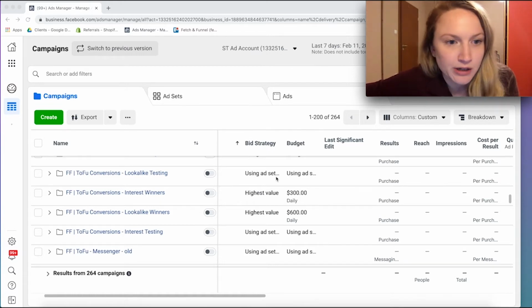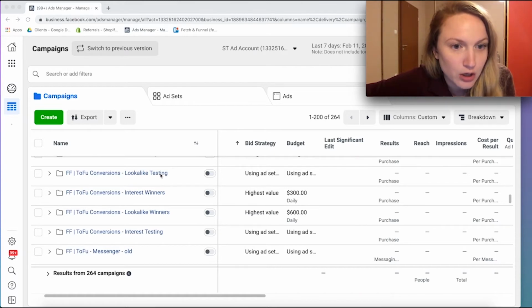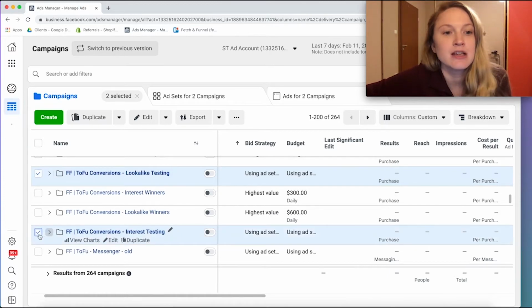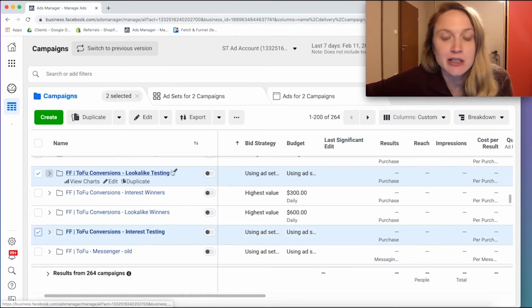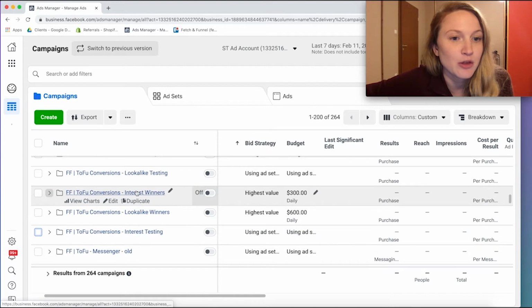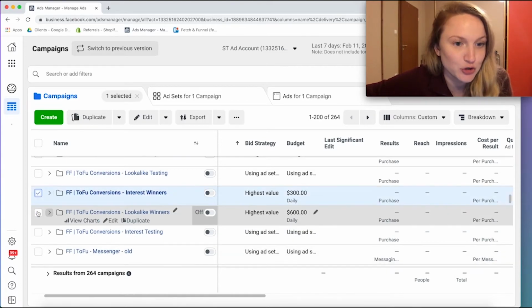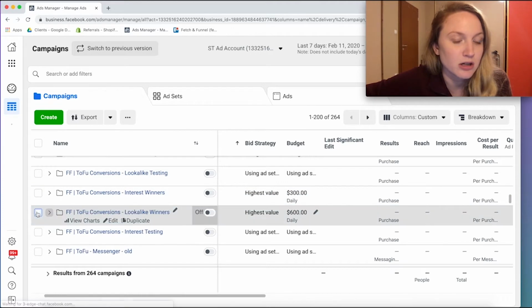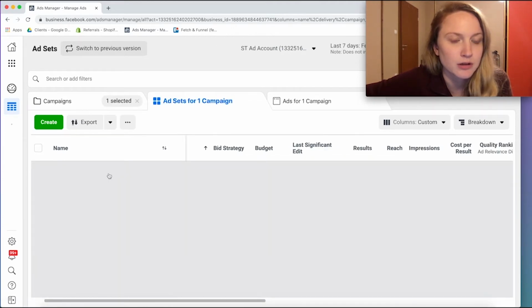Here is an old account I used to work on, and it has a great example of lookalike testing, interest winners, lookalike winners, and interest testing. First, let's look at the two testing campaigns. Interest testing and lookalike testing both were using ad set budgets. And the winners campaigns, so we have an interest winners and a lookalike winners, both of those were using CBO, or campaign budget optimization. Let's look under the hood of these a little bit further.